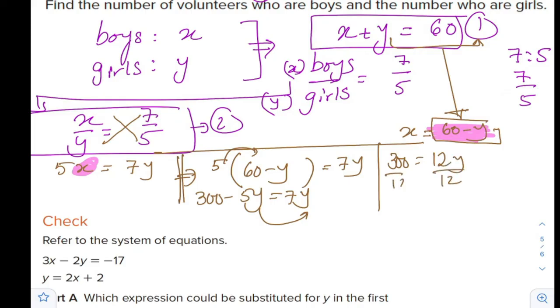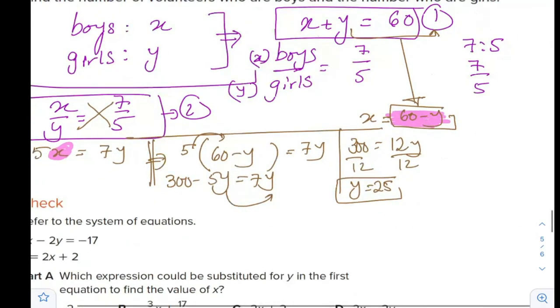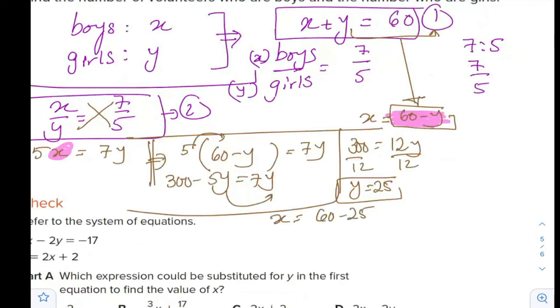Dividing by 12 on both sides, we divide 300 over 12, which is 25. So y is 25. Now, if you replace to find the boys, x is 60 minus 25. You can use equation 1 even. 60 minus 25 is 35.